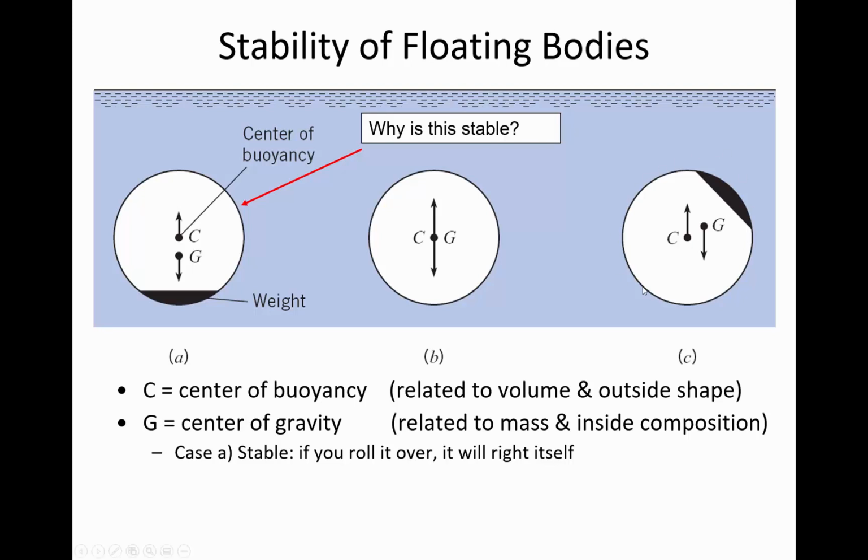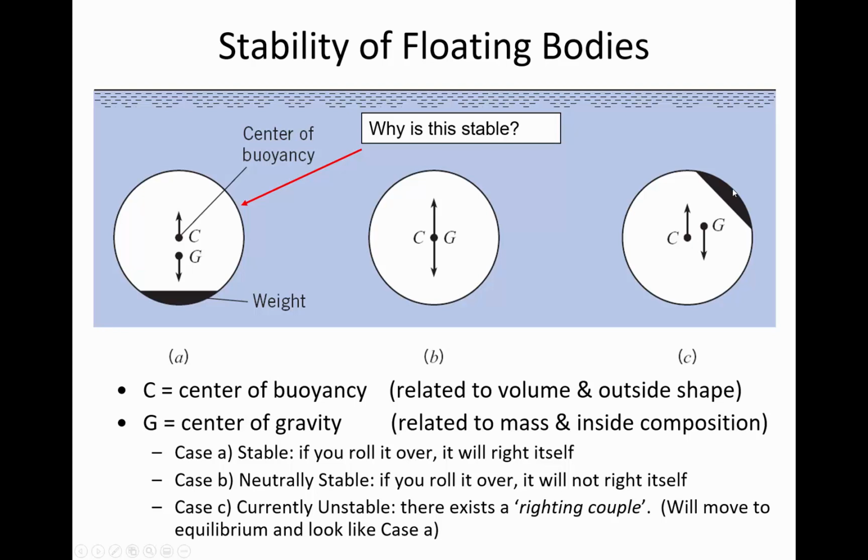But here in object C, this is showing what would happen if we took the one on the left and rotated it. If you did rotate it and you took the weight up here to the top, it's still going to right itself. It's currently in an unstable position, but it will move back into equilibrium because of what's called a righting couple. So see where it says righting couple in italics?